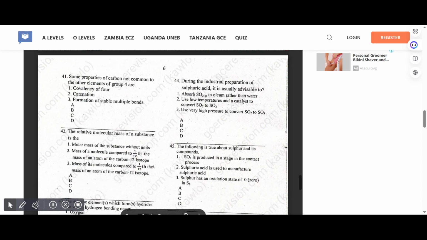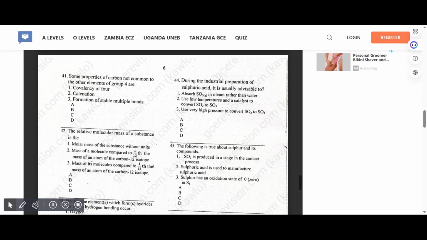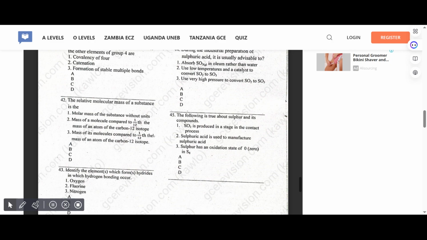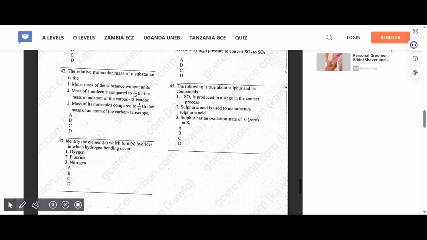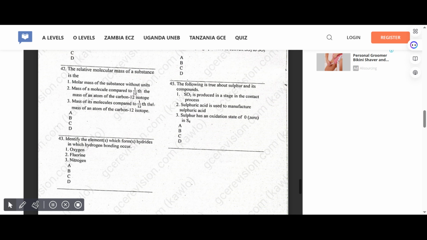Some properties of carbon not common to other elements of group 4 are. Correct answer is C. The relative molecular mass of a substance is. Correct answer for 42 is B. Identify the elements which form hydrates in which hydrogen bonding occurs. Correct answer for 43 is A.